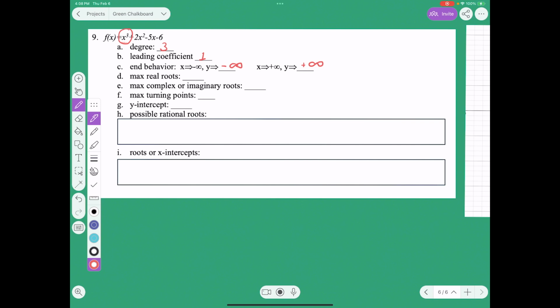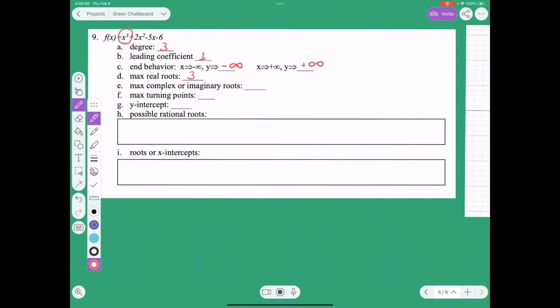Okay, and again, we're going to get a real root because anytime we go from minus infinity to positive infinity, we have to go through the x-axis. The maximum number of roots we have for a third-degree polynomial will be 3. Again, we don't know how many this one has yet, but we know it has a maximum of 3 when the degree is 3.